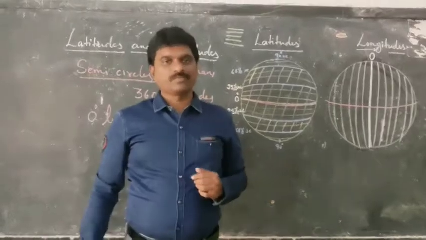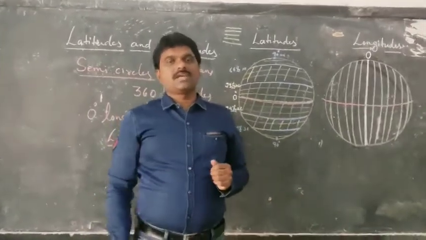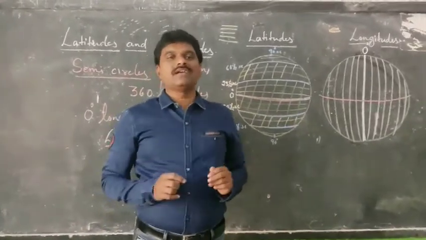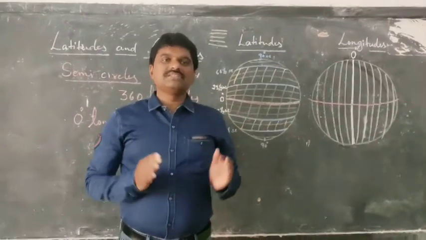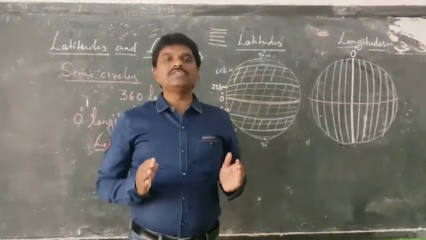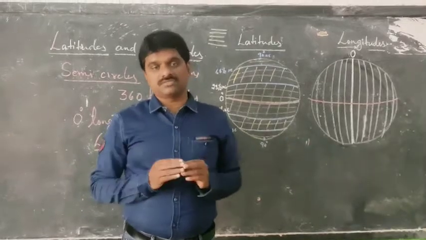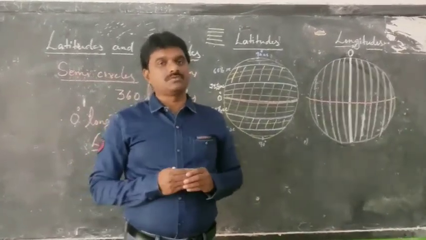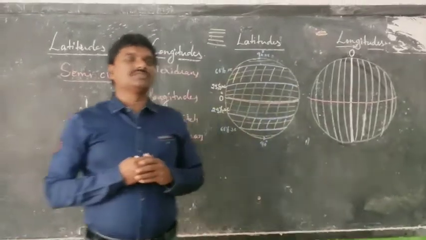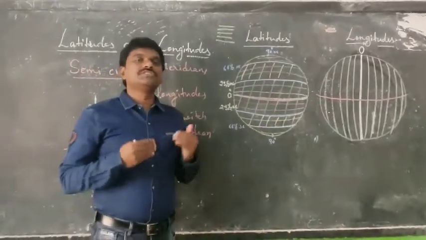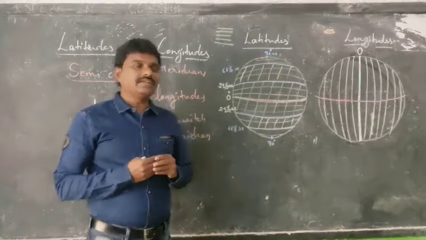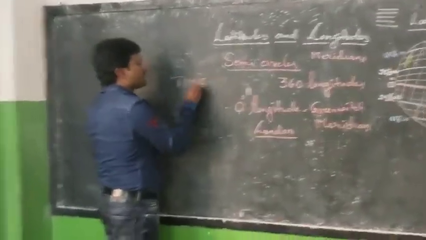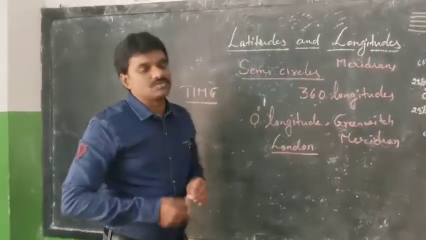As we saw yesterday, latitudes divide the earth into different heat zones: the torrid zone, temperate zone and frigid zone. Longitudes are useful to divide the world into time zones.